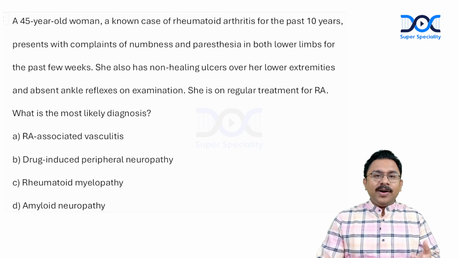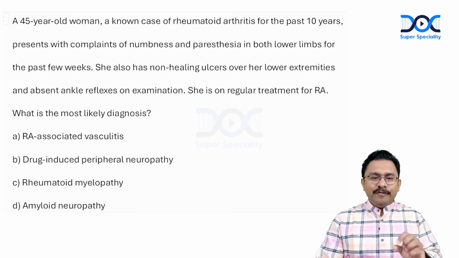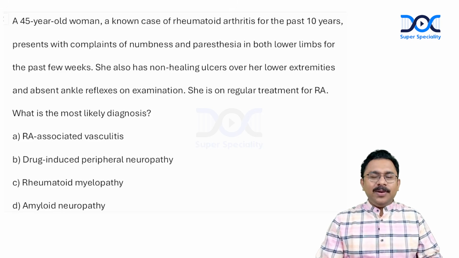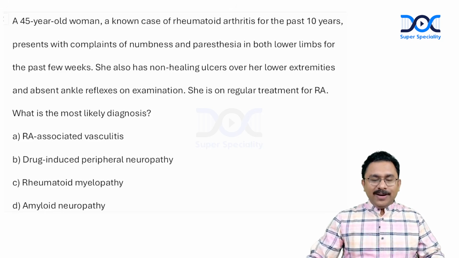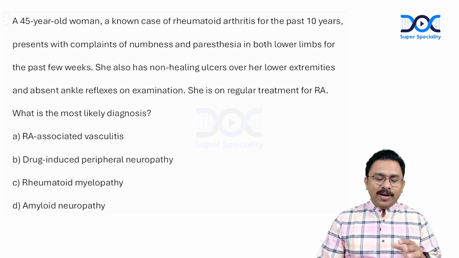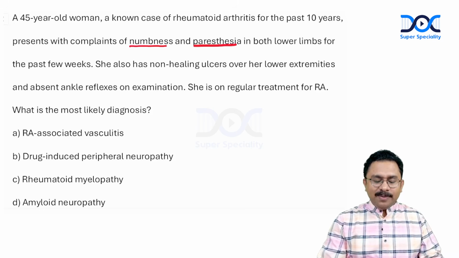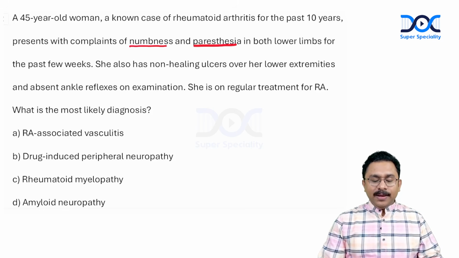Is it rheumatoid arthritis associated vasculitis? Is it drug-induced peripheral neuropathy? Is it rheumatoid myelopathy or is it amyloid neuropathy? So what is the patient presenting with? You can see that the patient has some sensory symptoms, numbness and paresthesias. And this mostly suggests the patient has some sort of a peripheral neuropathy. That is what I want to tell you, right?